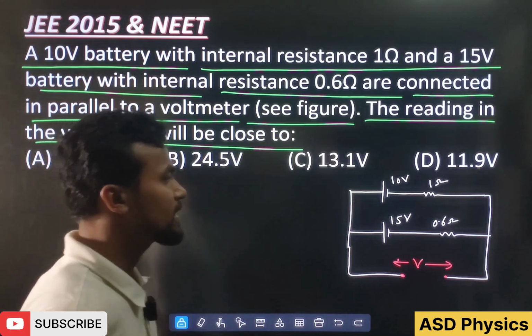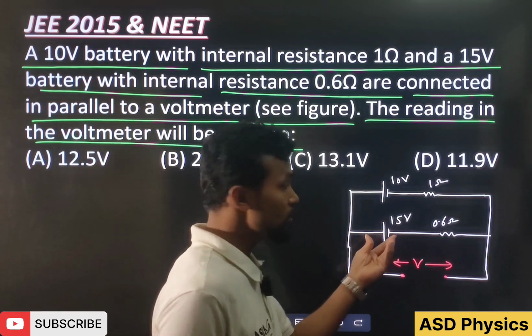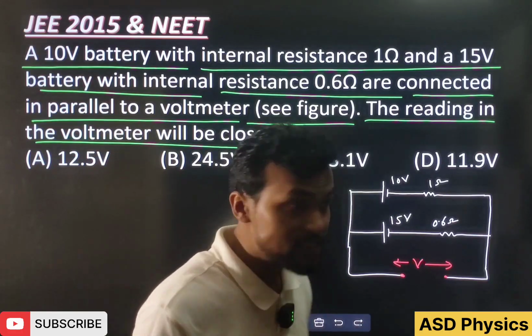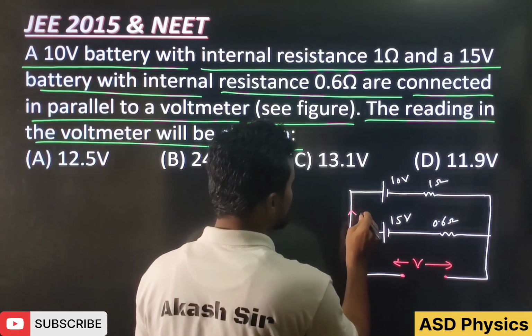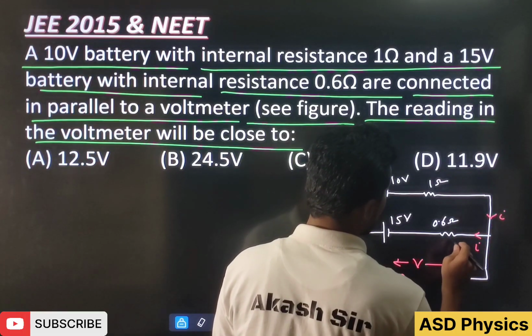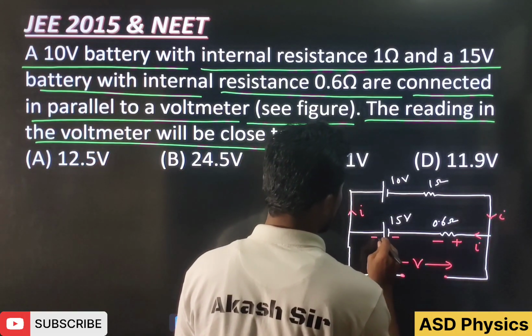Okay. Now what will happen here? You know very well, because of 15 volt, current will flow clockwise. Because of 10 volt, current will flow anti-clockwise. Which cell is stronger? 15 volt cell is stronger. That means current will flow in this direction. I here, also I here, and this I will flow here. This plus, this minus. Anyhow, this minus, this plus.